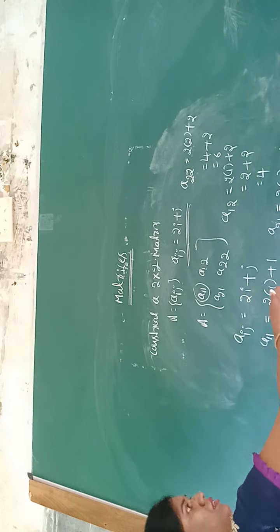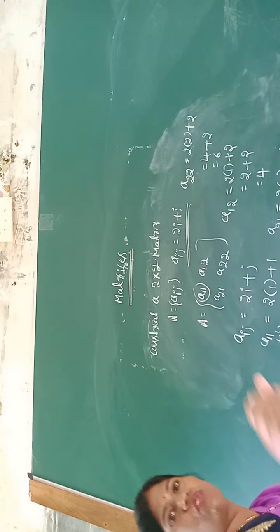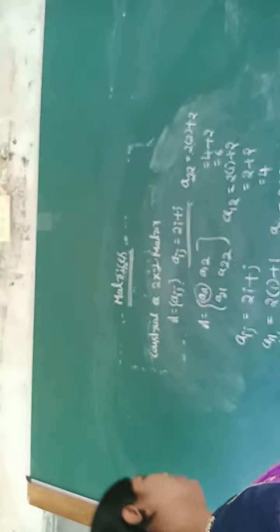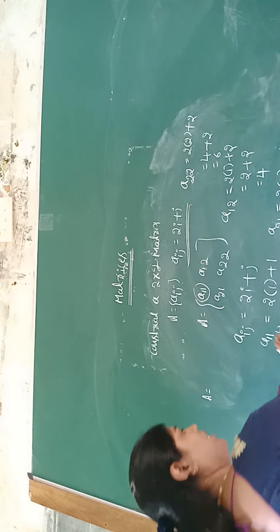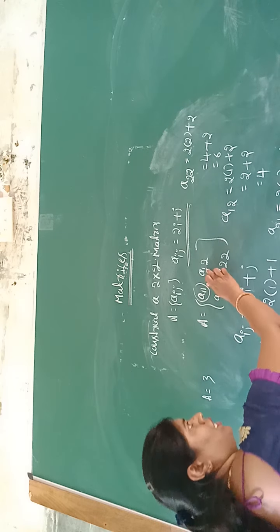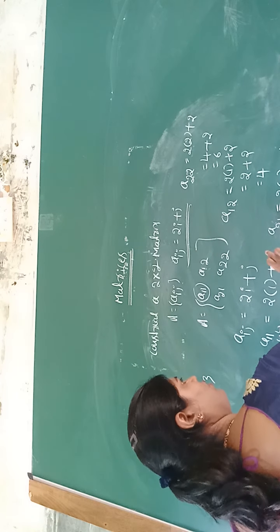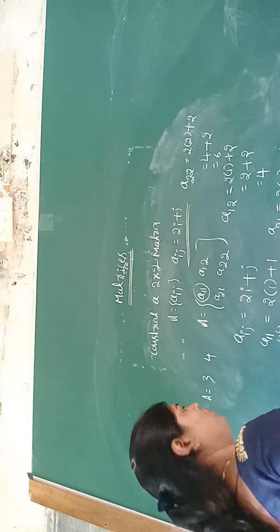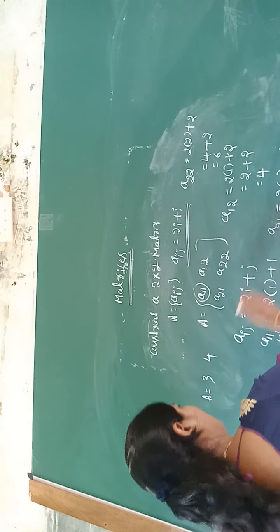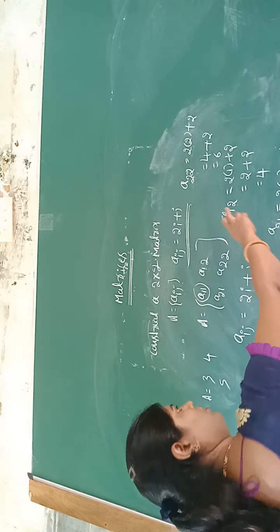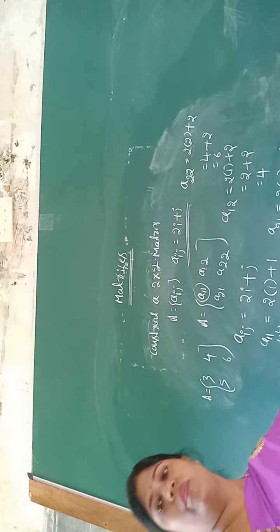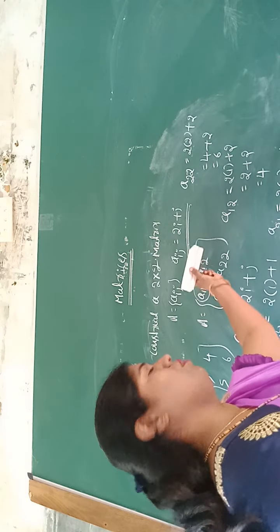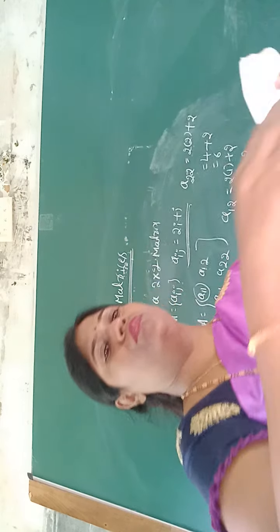We can write all the values here. Therefore, the required matrix is A is equals to A11 is 3, A12 is 4, A21 we have substituted 5, next A22 is equals to 6. This one is the required matrix. This is the value of the equation Aij is equals to 2i plus j.